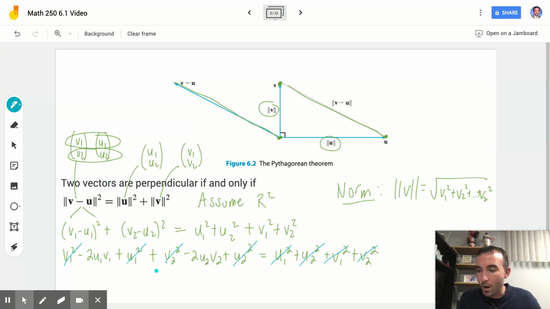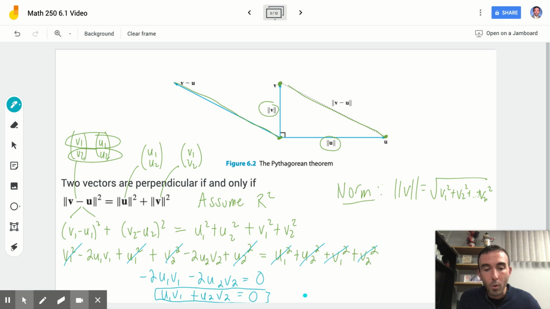So now I'm in a position where I have negative 2 u1 v1 minus 2 u2 v2 equals 0. I can then divide everything by negative 2 just to get rid of some of these excess numbers. And I arrive at this statement right here. And this is really, really, really important.